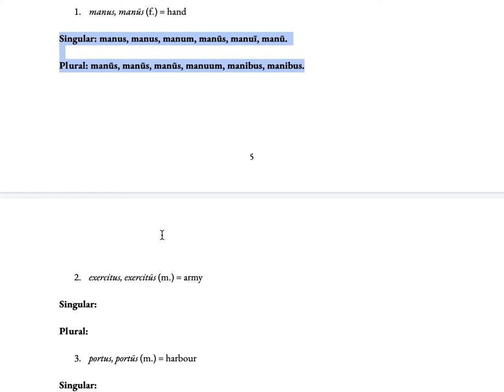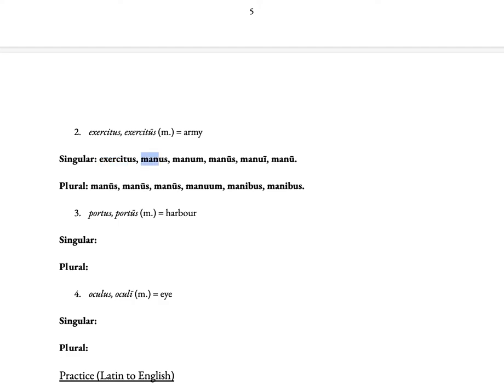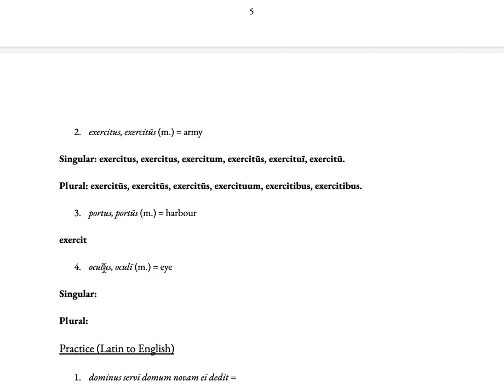It's basically the same, but with a different stem, right? So what you'll have is exercitus, right? So I'll just copy and paste it like this. Exercitus, exercitus, exercitum, exercitus, exercitui, and then exercitu. And then the plural, exercitus, exercitus, exercitus, exercituum, and then exercitibus, exercitibus. Right?